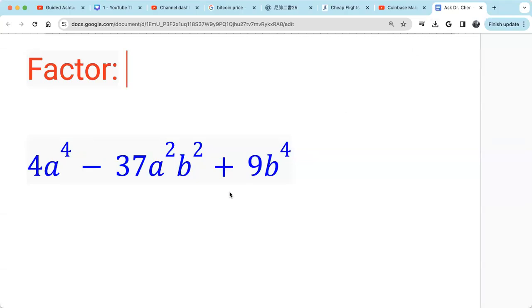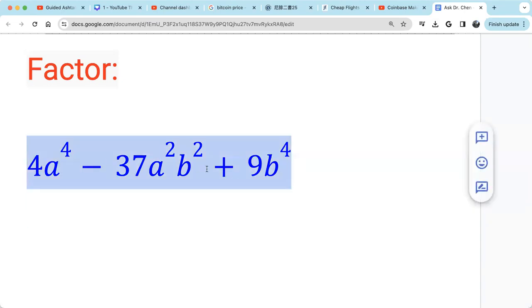Let's factor this expression: 4a raised to the 4th minus 37a squared b squared plus 9b raised to the 4th. So we have two variables here. It seems complicated.